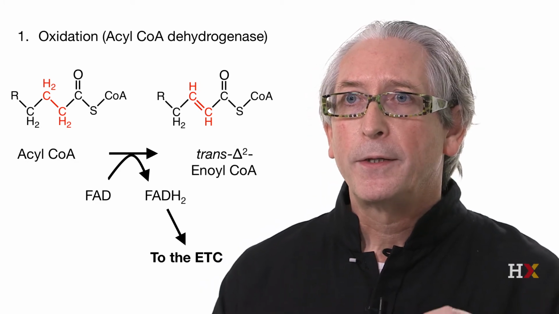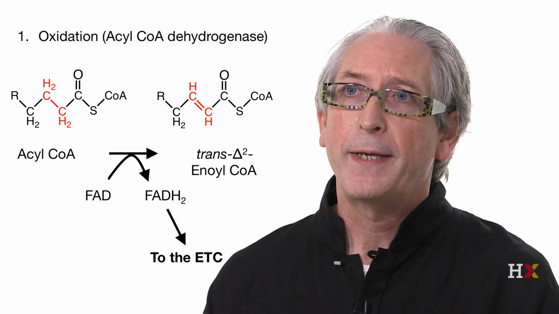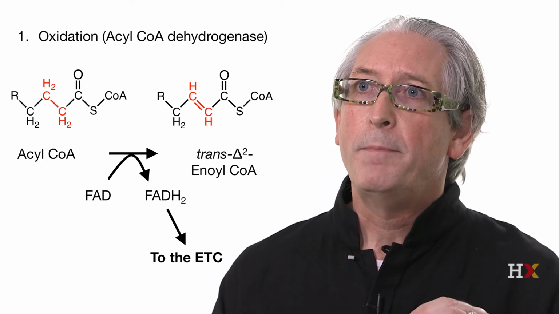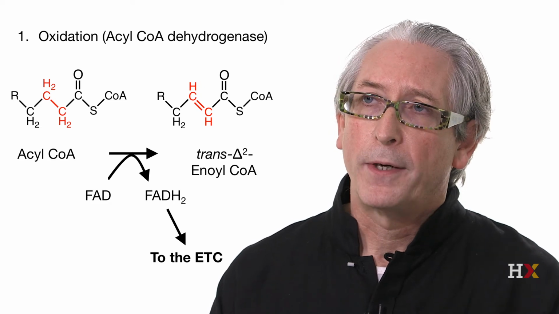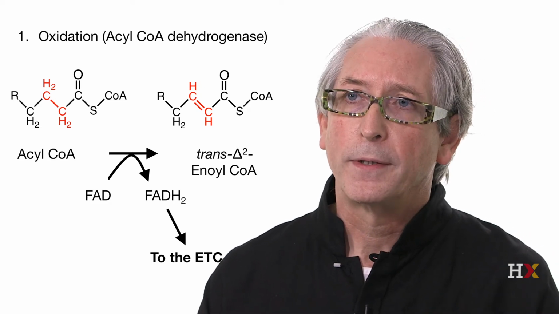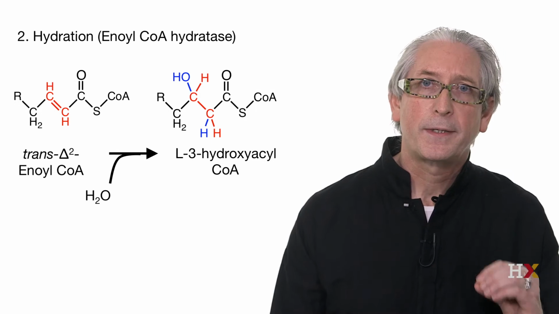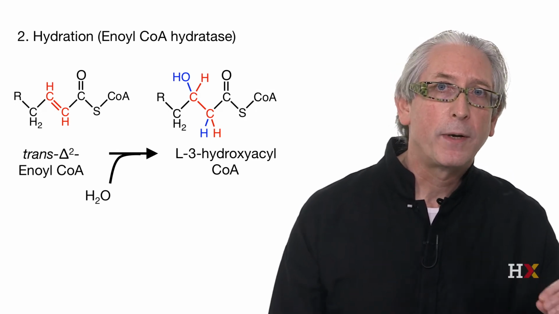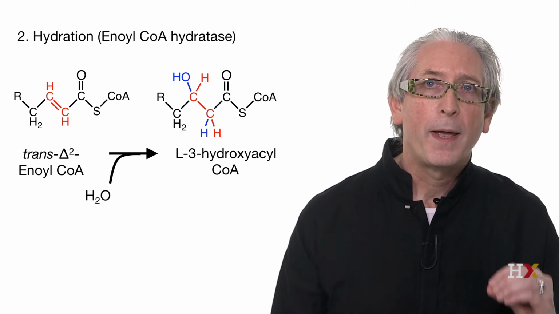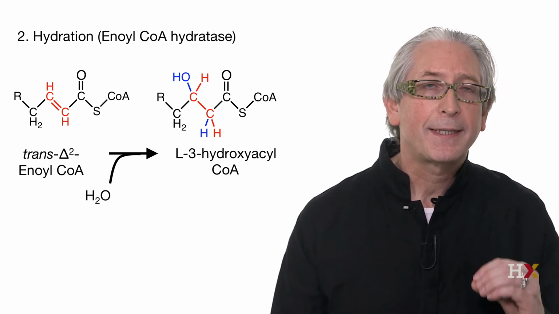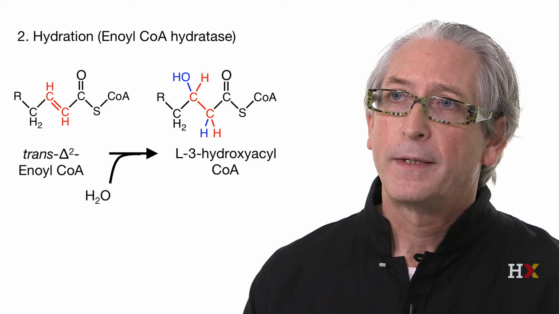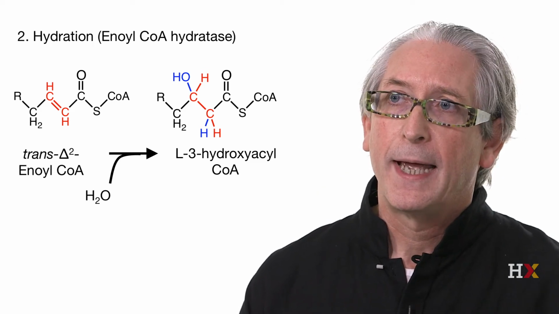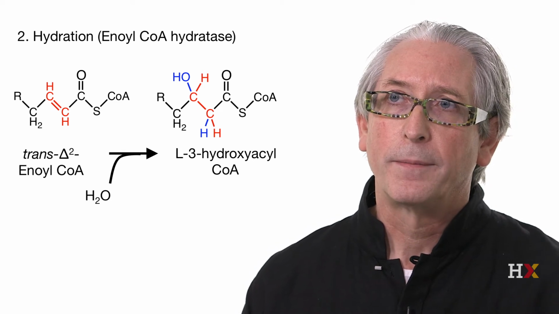Note that the term delta 2 in the name trans-delta 2 enoyl coenzyme A means that the reaction product has a double bond at carbon 2. The second step is the hydration of the double bond in enoyl coenzyme A to form L-3-hydroxyacyl coenzyme A. This reaction is catalyzed by the enoyl coenzyme A hydratase and eliminates the double bond.